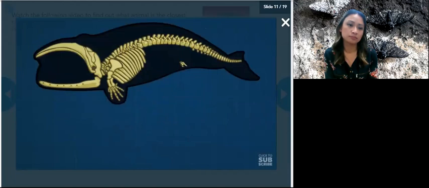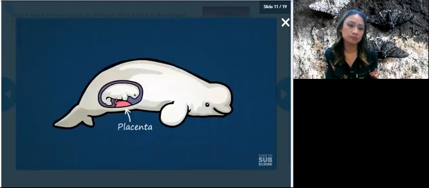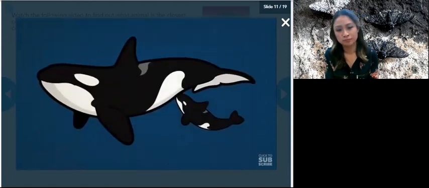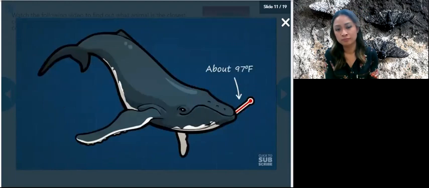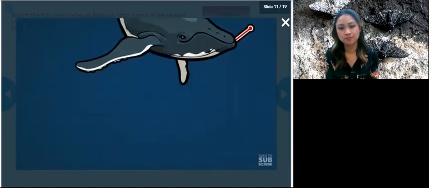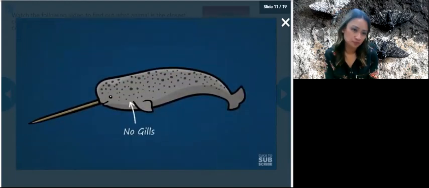Whales, just like land mammals but unlike fish, have placentas and give live birth. They feed milk to their young. They are warm-blooded, which is extremely rare for a fish. And whales do not have gills. Instead, just like us, they breathe air with two fully developed lungs.